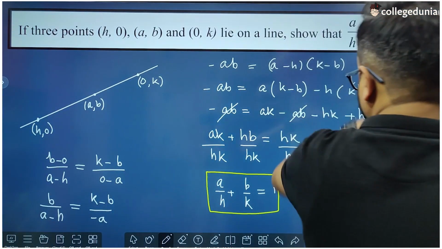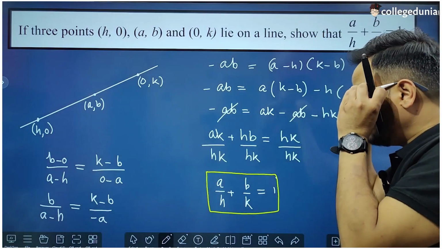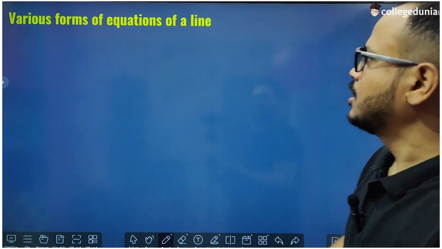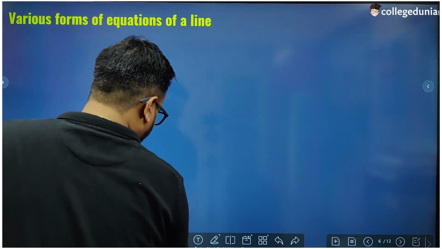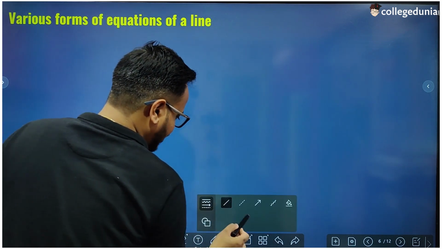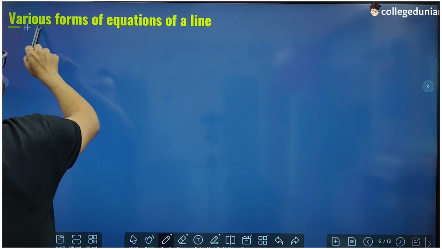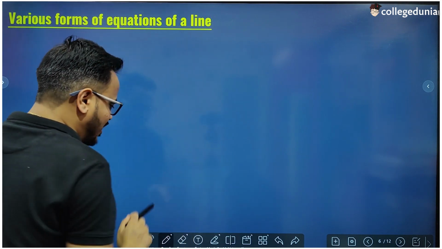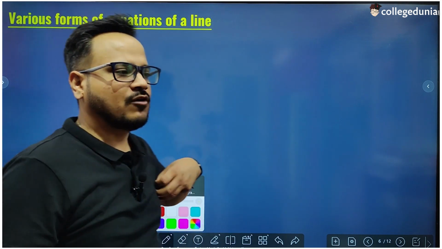Clear? So a by h plus b by k equal to 1. Various forms of the equations of a line. So what is the equation of a line?